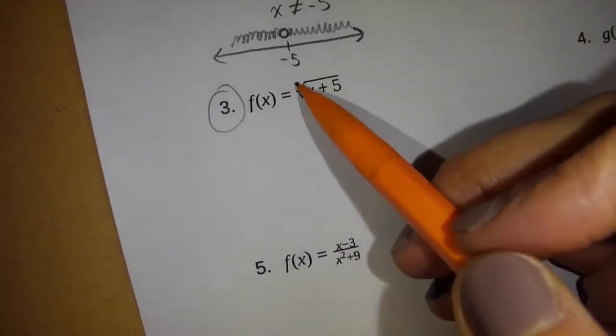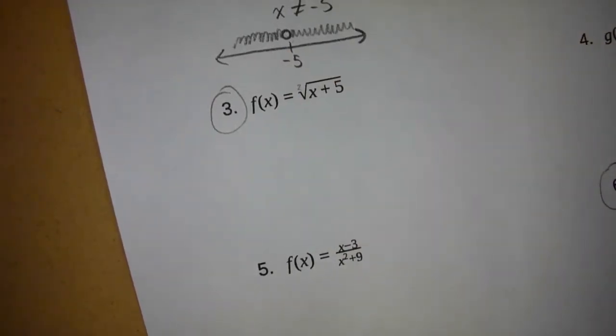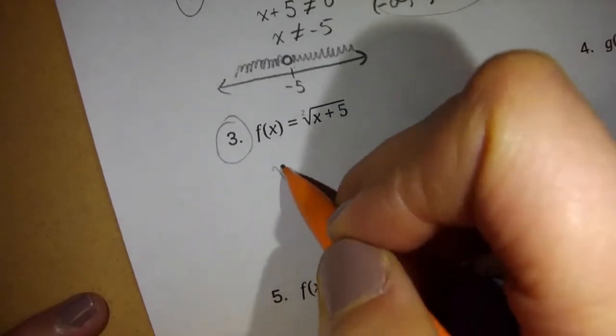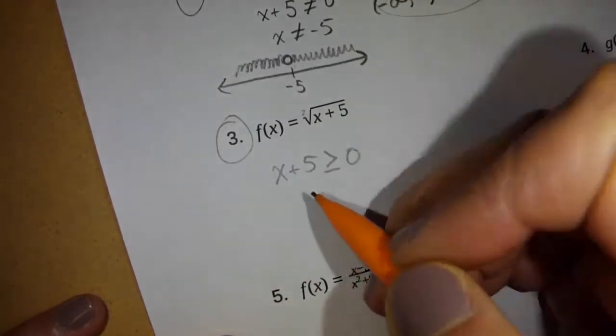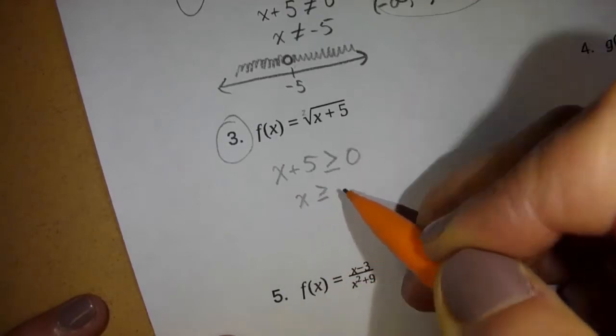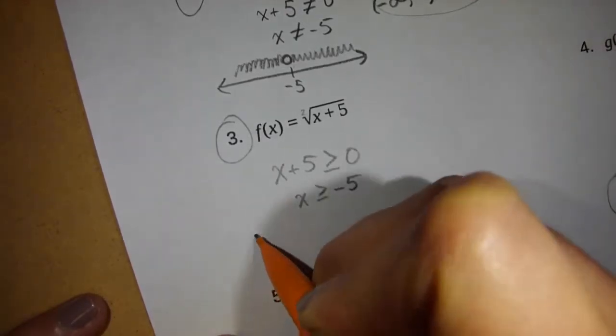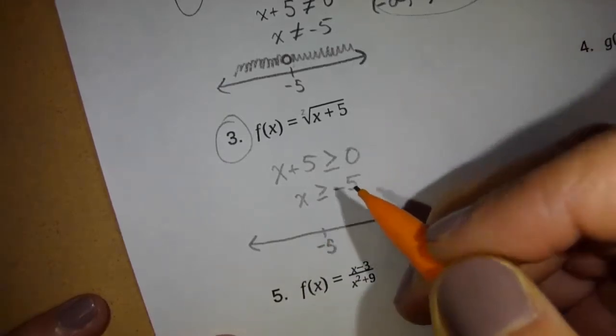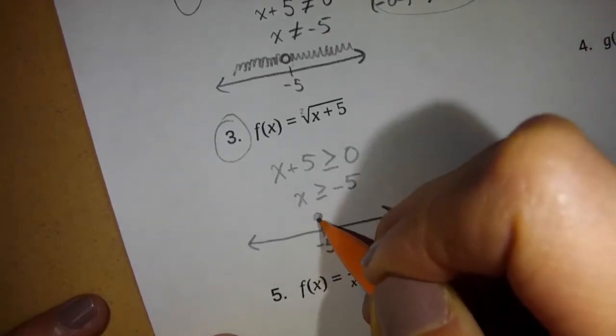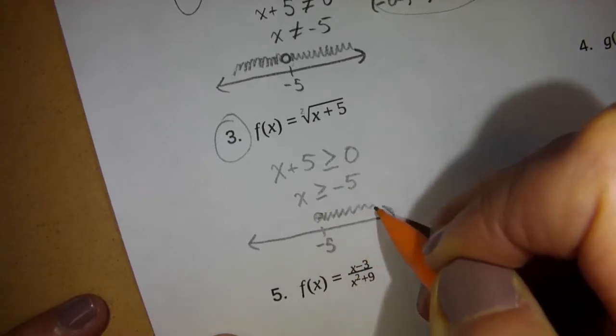This one is a square root. So that is an even root, a square root. So x plus 5 has to be greater than or equal to 0. When I subtract 5 to the other side, I have x is greater than or equal to negative 5. Drawing this number line, I'd have a closed point at negative 5 and it would be shaded above.